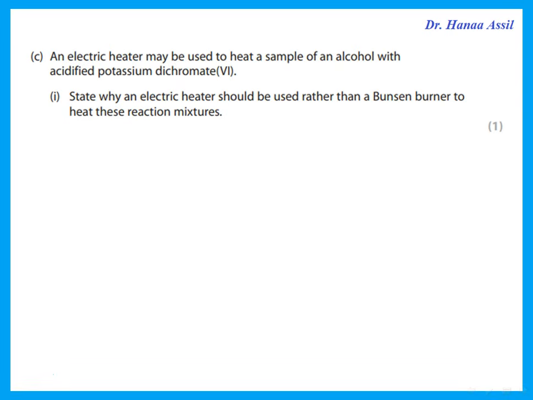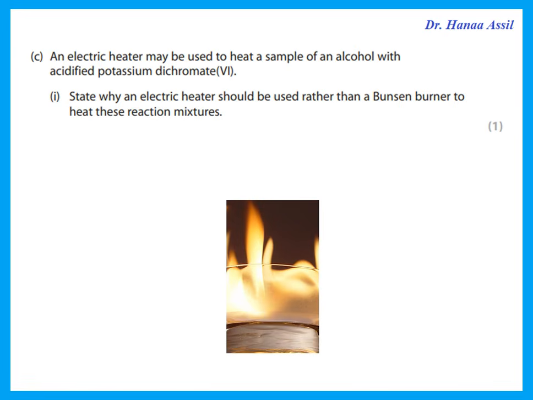An electric heater may be used to heat a sample of an alcohol with acidified potassium dichromate. So we need to heat the alcohol. The question says, state why an electric heater should be used rather than a Bunsen burner to heat these reaction mixtures. Remember that alcohols are flammable. So we shouldn't heat it directly with a Bunsen burner. We shouldn't put it near an open flame, or it will catch fire. So an electric heater would be better since alcohols are flammable.